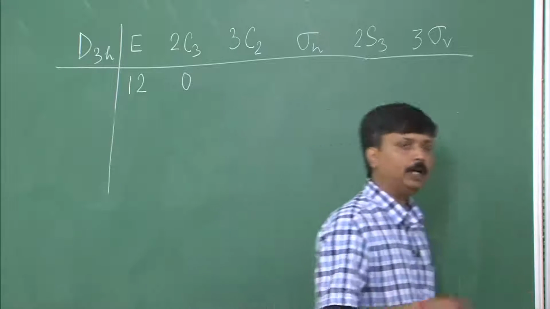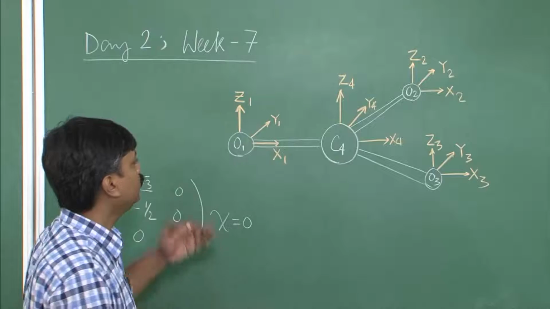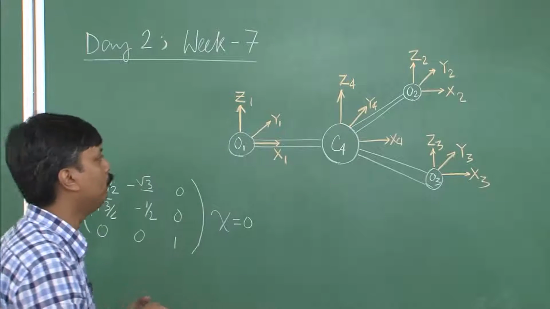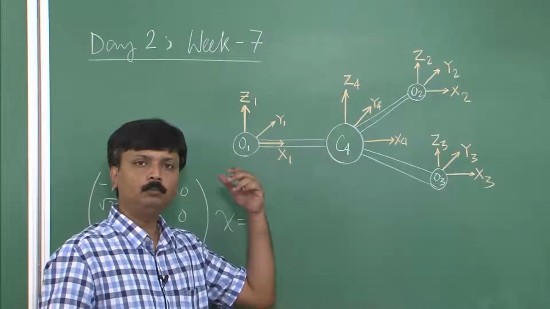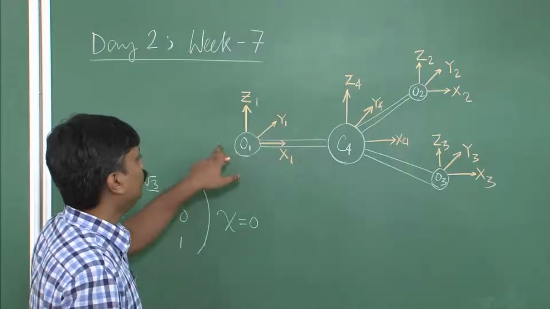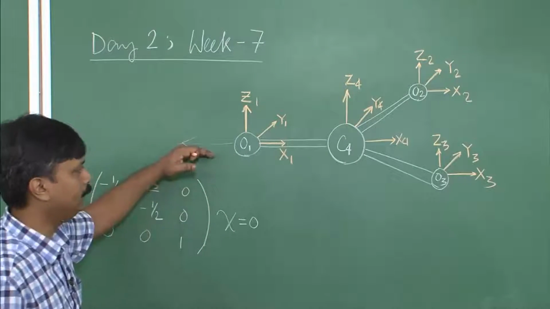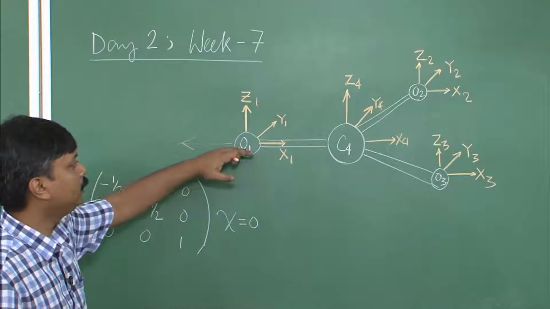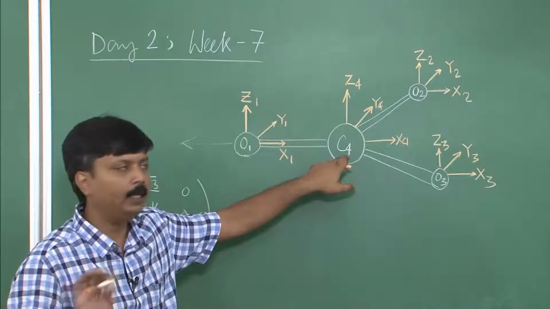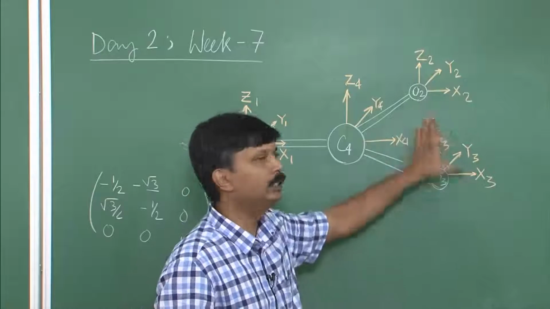So you will get 0 character for C3. Now if you look at the C2, say you choose one of the C2s. If you can solve it for one C2, then you automatically have the characters for the other 2 C2 primes. So if you consider this C2 axis, then O1 and C4 remain at their place, but O3 and O2 are interchanging. So we do not consider these.